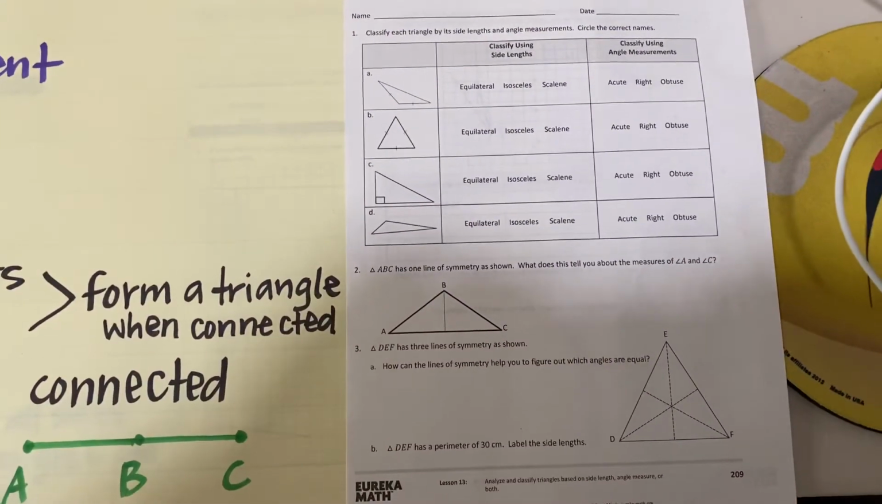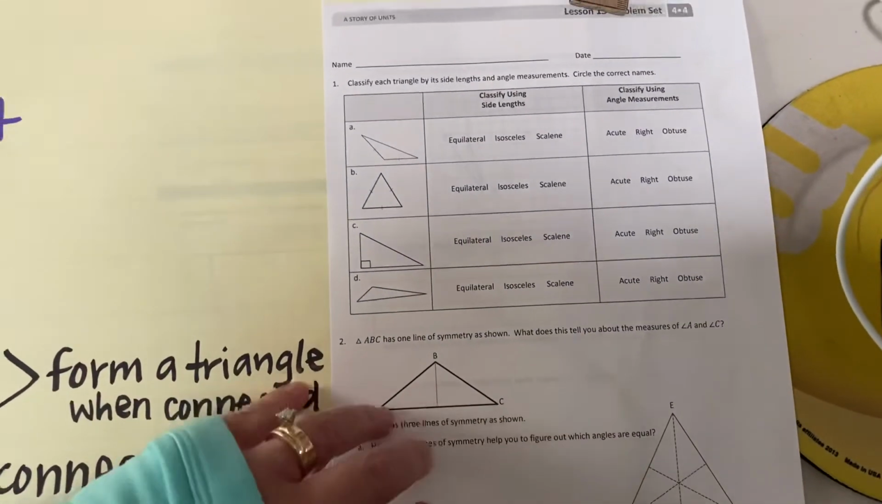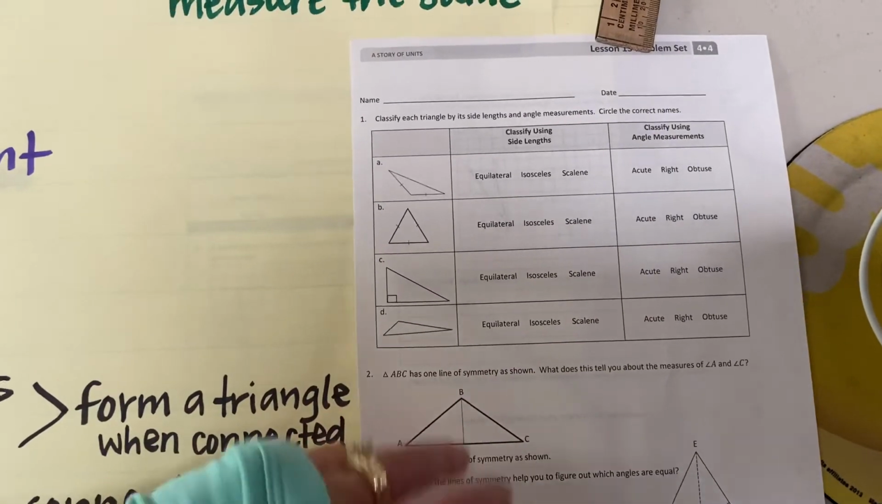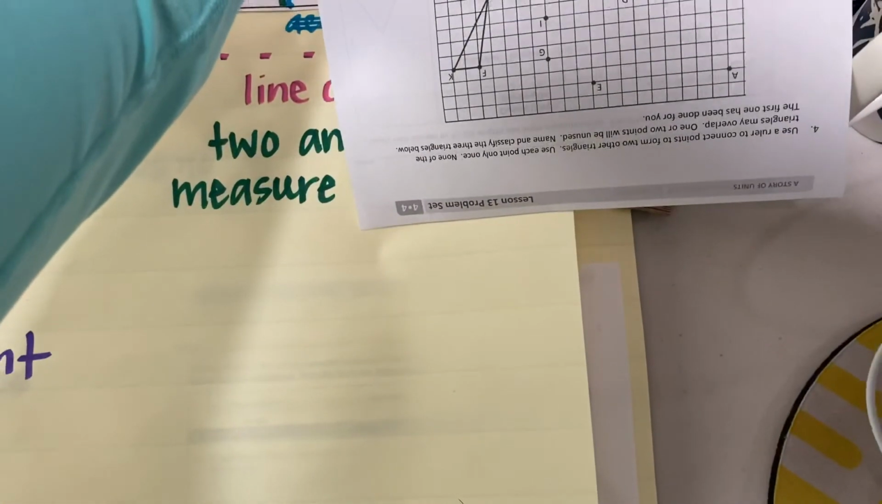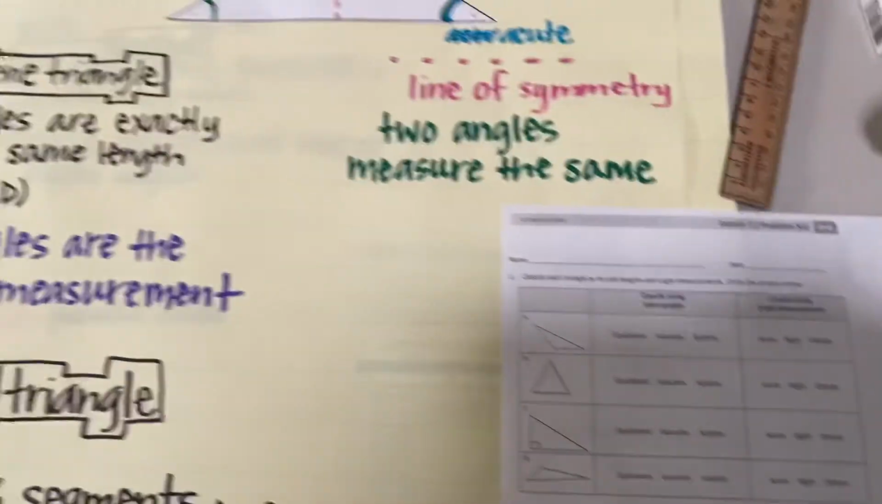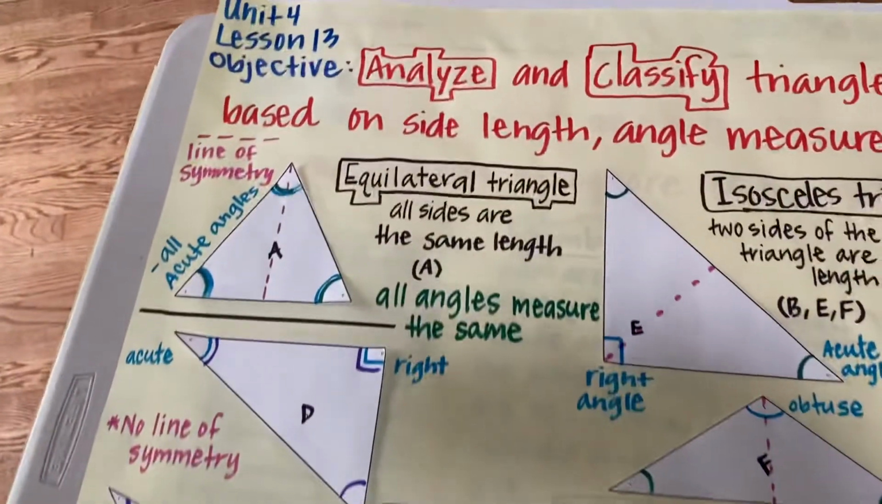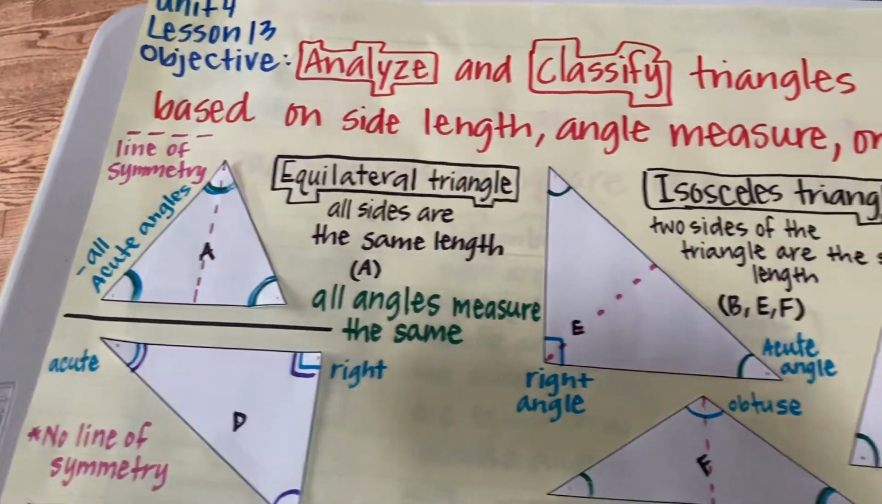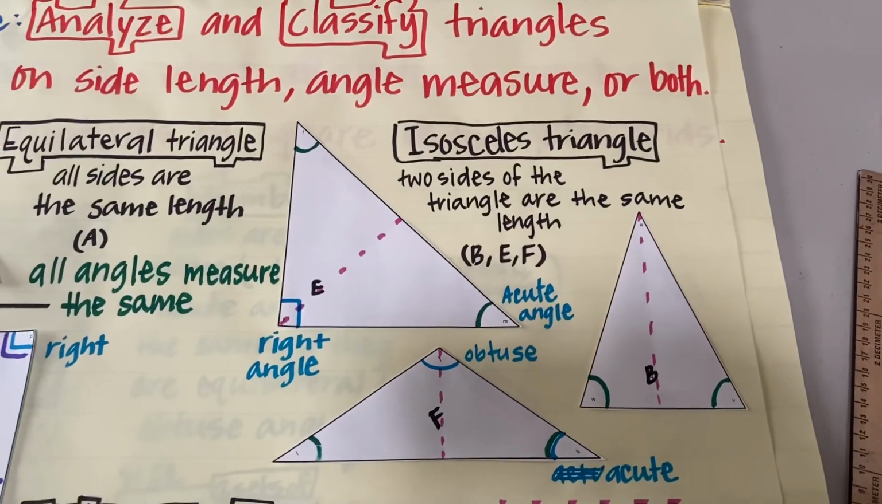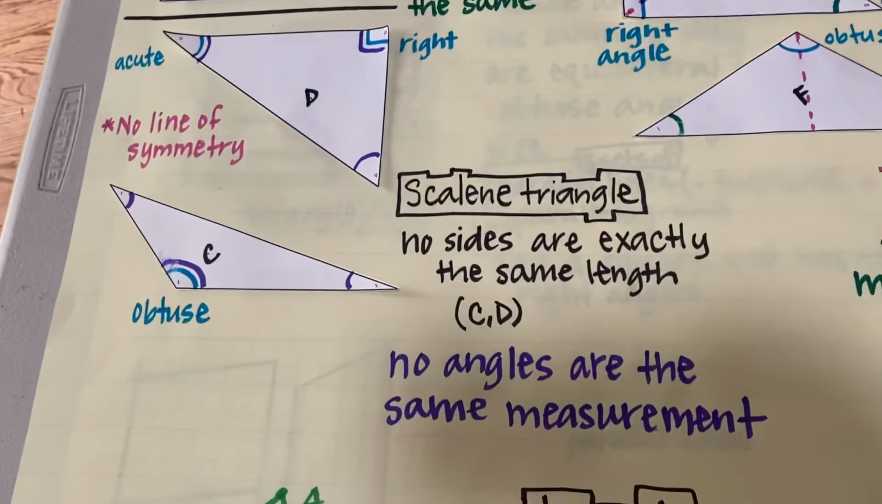All right, go through each of your problems. Keep going back and looking at what is the definition of each of our triangles. Remember, we have an equilateral triangle, an isosceles triangle, and a scalene triangle.